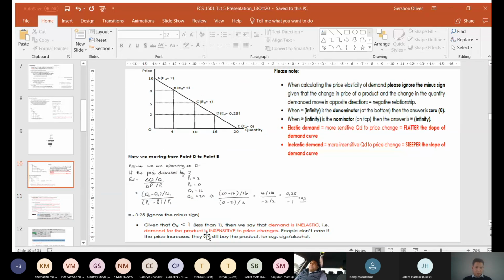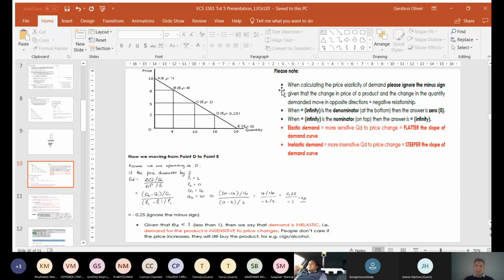Remember, I said to you about when demand is inelastic, when a good or service is price inelastic, you're welcome to read over here. I said to you that demand for the product is insensitive to price changes. Okay, people don't care if the price increases. That is loosely said. They will still buy the product, for example, cigarettes, alcohol, petrol, medicine, because you need it.